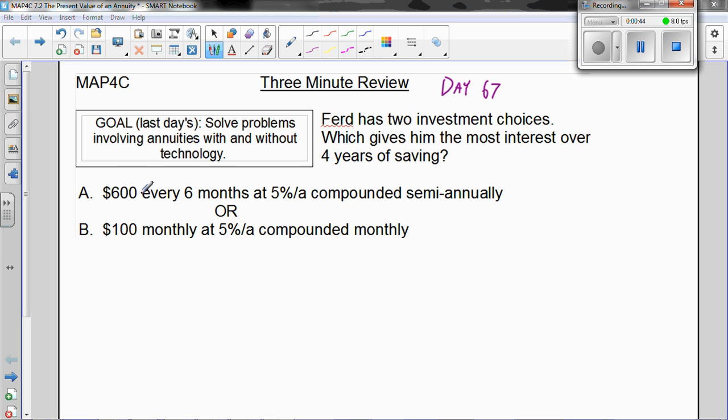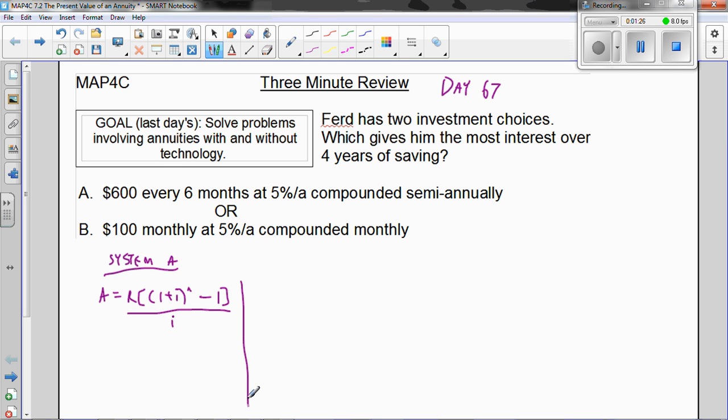System A, it's $600 every 6 months, so twice a year, $600. That's $1,200 a year at that interest rate. And notice that this is the same amount out of Ferd's pocket. $100 a month at 5% is still $1,200 a year. So these two investments out of pocket are the same. We want to figure out which is going to end up with more interest, more money in the bank at the end. And since we spent so much time last class working with the TVM solver, I'm going to use the formula for this example.